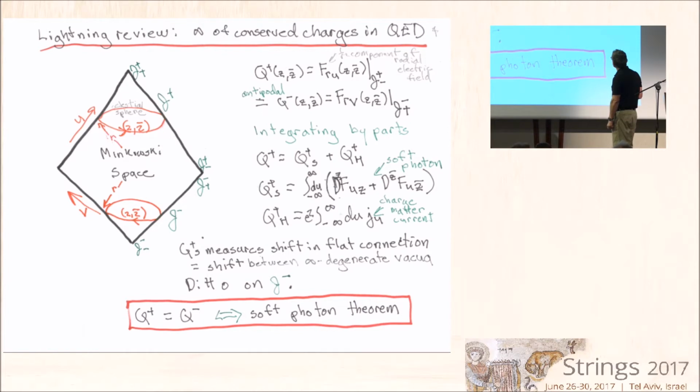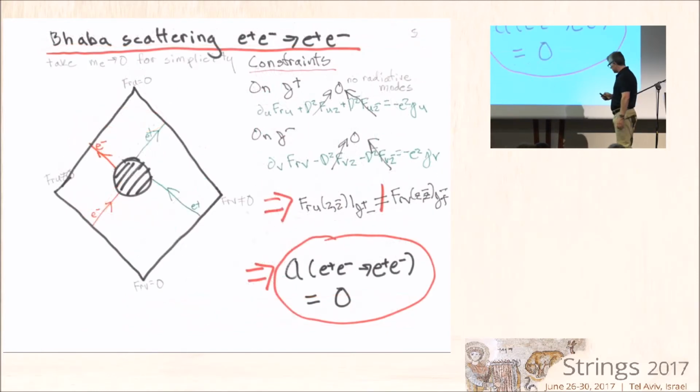So we have a flat connection, A_z. It's both scri plus minus and scri plus plus. And this soft term measures the shift in the flat connection. Inequivalent vacua in QED are labeled by these flat connections. And the soft part measures how much the vacuum has changed as we go from scri plus minus to scri plus plus. And there's a similar story on scri minus. Okay, so that is the lightning review of the infinite number of charge conservation laws in QED.